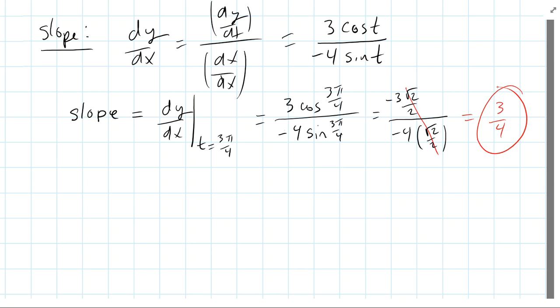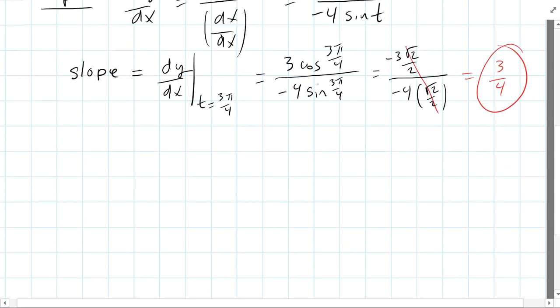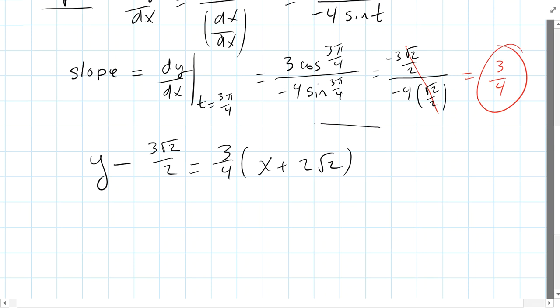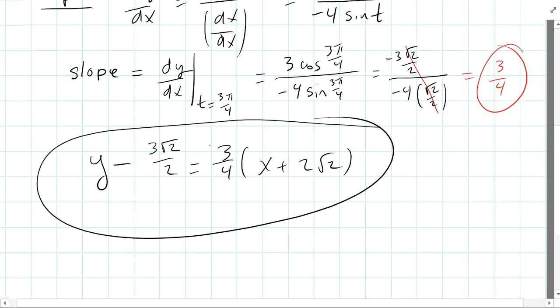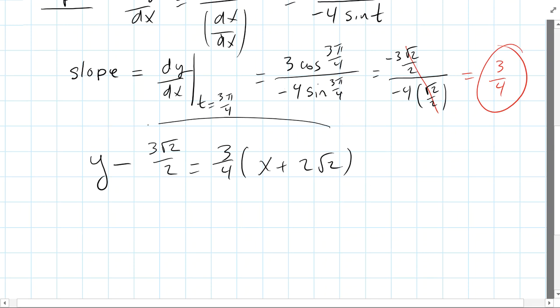We aren't done yet. We have to write the equation of the tangent line now. Y minus what? 3 square root of 2 over 2 equals, what was my slope? 3/4 x plus 2 square root of 2. I won't press the easy button. I think it's easy. I like them. They're fun.